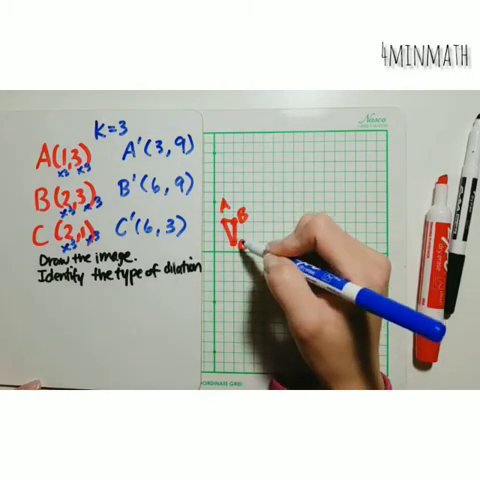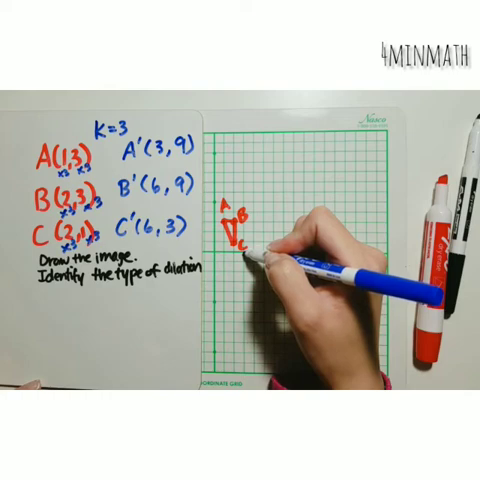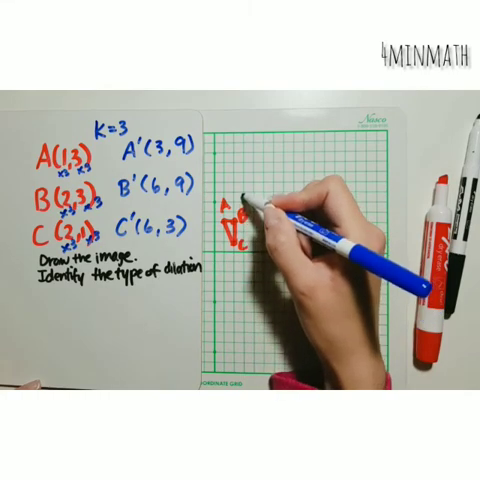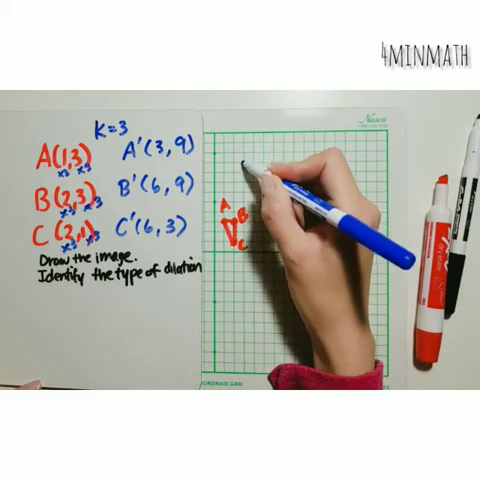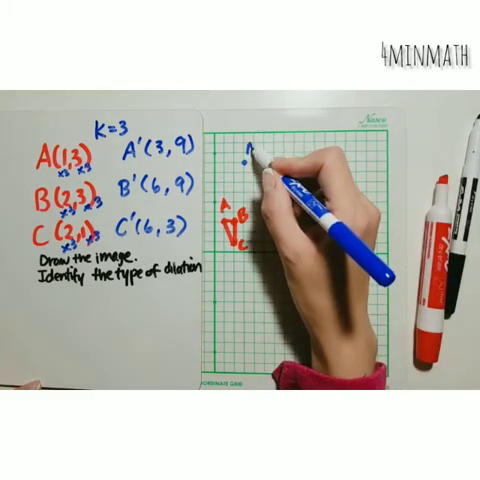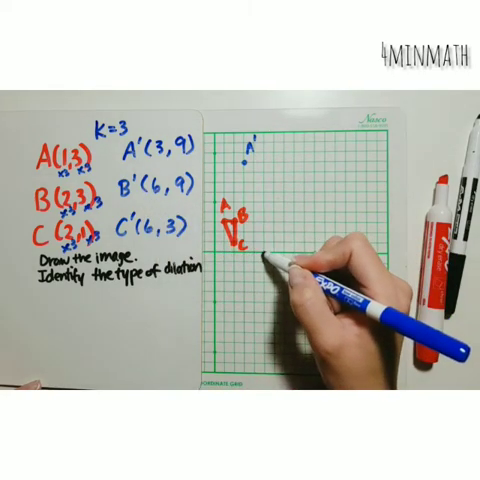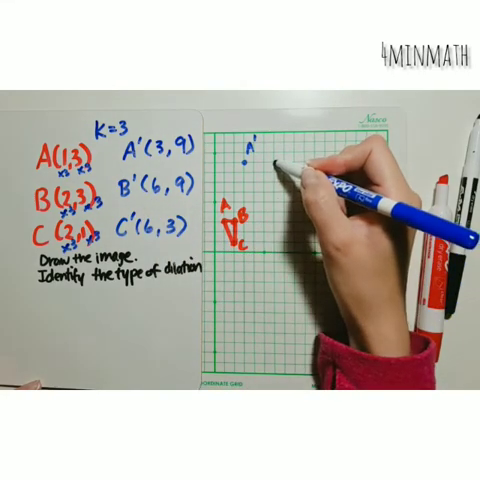So my A prime would be 3, and I go all the way up to 9. 1, 2, 3, 4, 5, 6, 7, 8, 9. So that's A prime. B prime is 6, so that's 3, 4, 5, 6, 9.